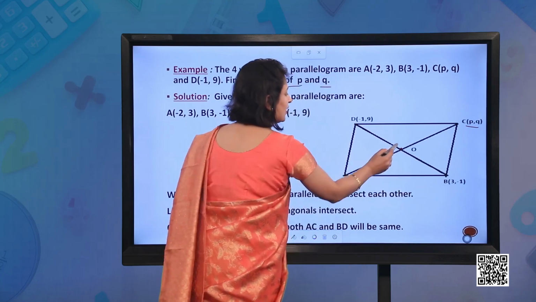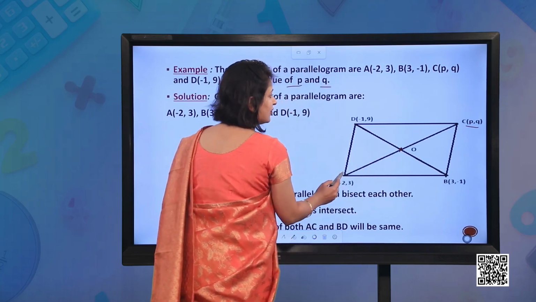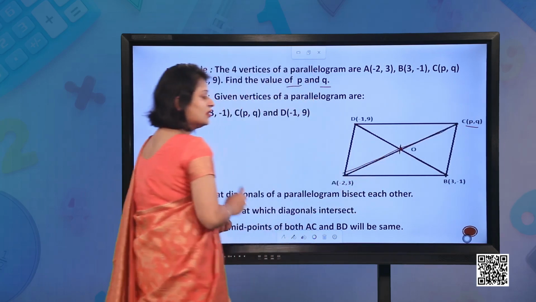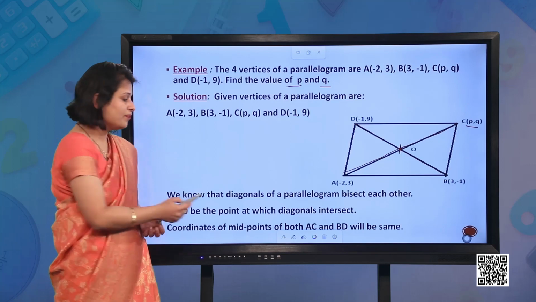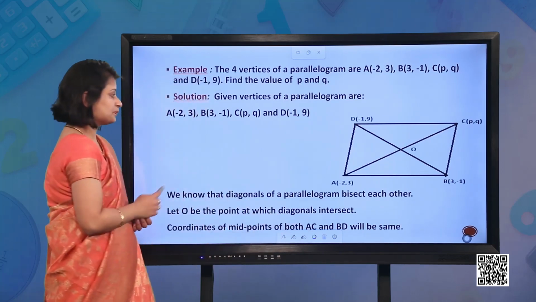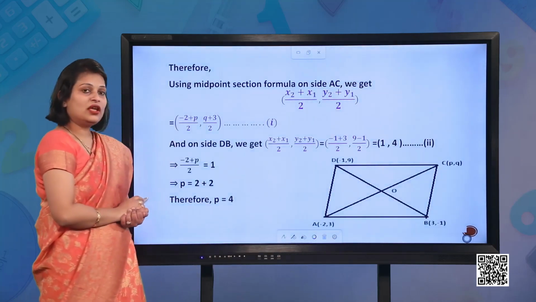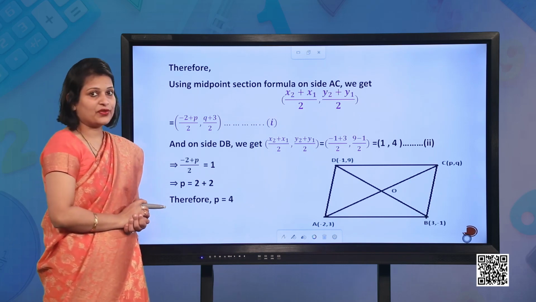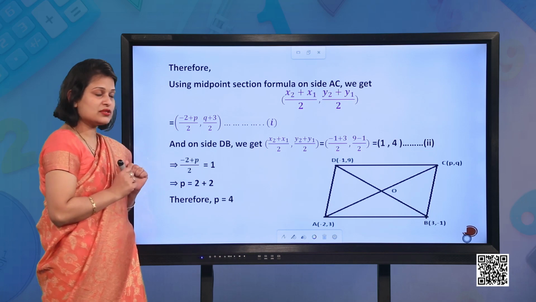This is BD. Its midpoint is this, and this is AC, whose midpoint is this. So both are intersecting at O. So now what will happen? By using the midpoint section formula on AC and BD, we have to calculate the values.